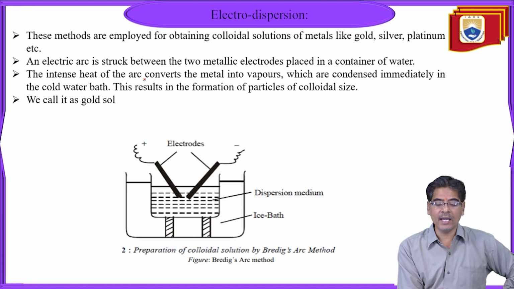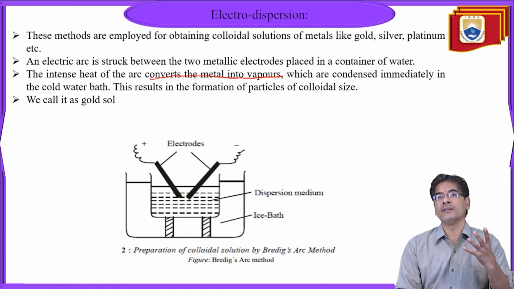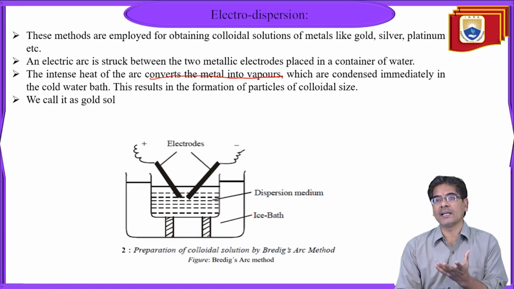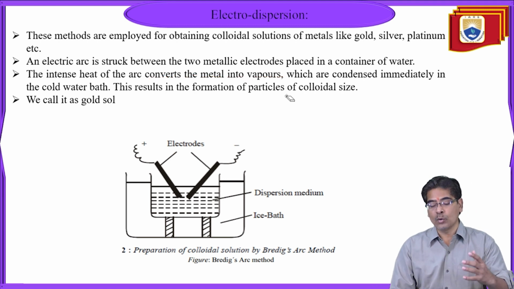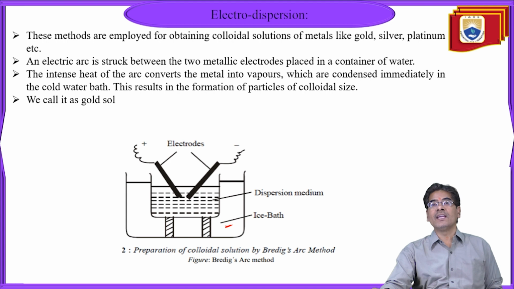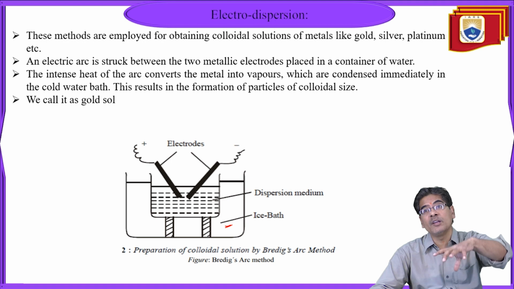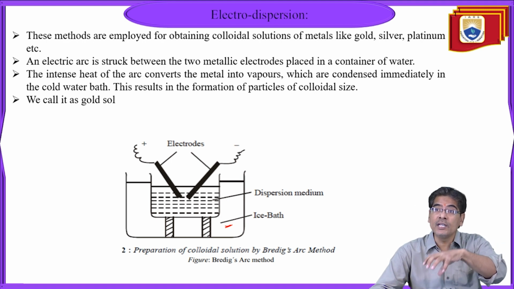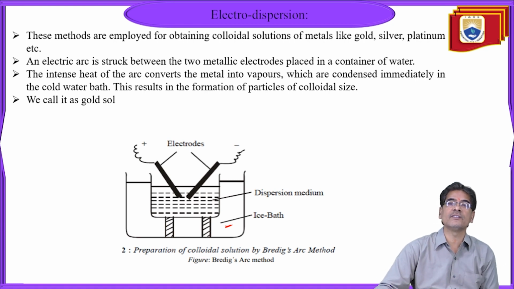The intense heat of the arc converts the metal into vapors, which are condensed immediately in the cold water bath. That is why we use a cold water bath. The heat generated due to the arc converts the metal into vapors, which are condensed immediately in the cool water bath. This results in the formation of particles of colloidal size.